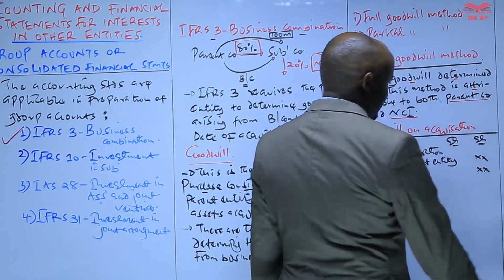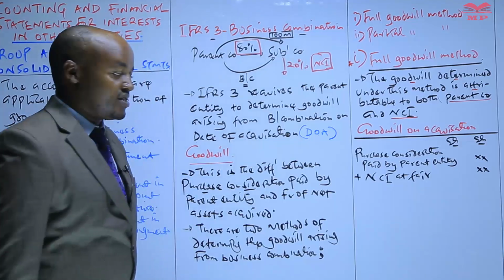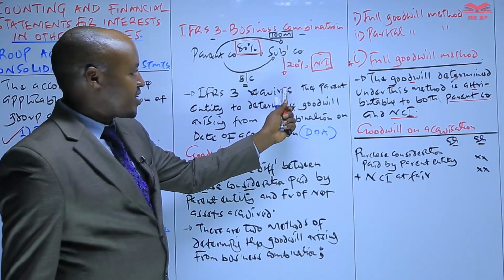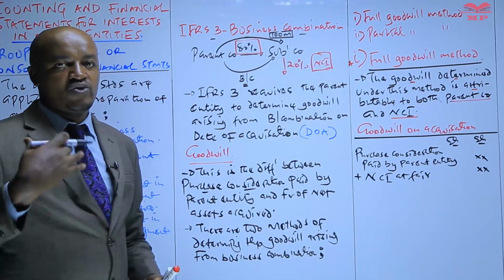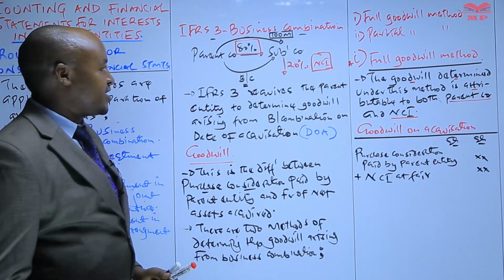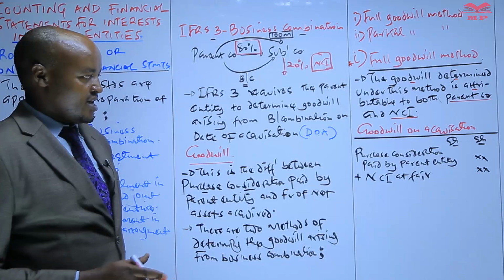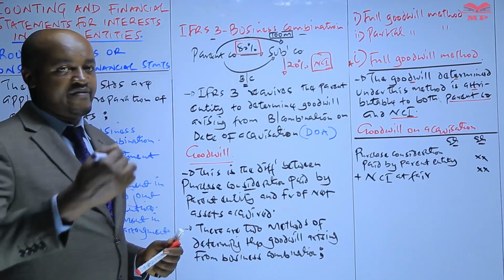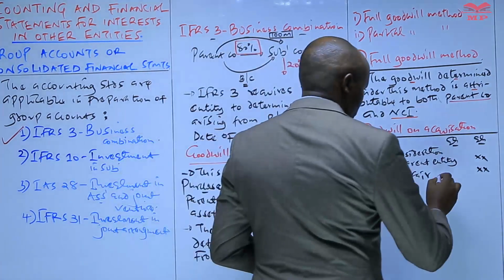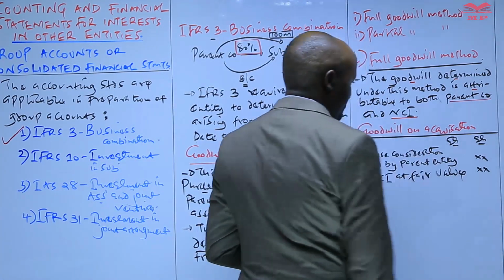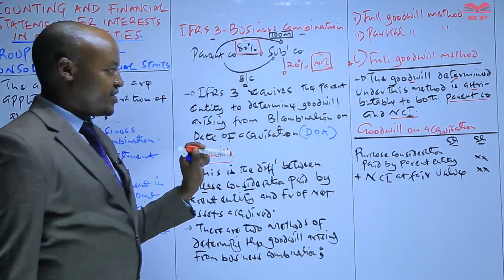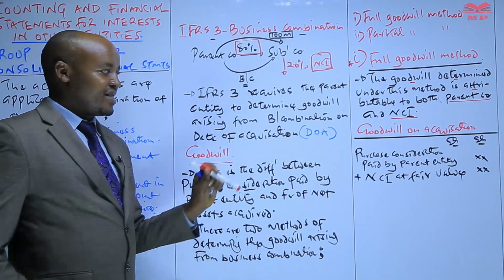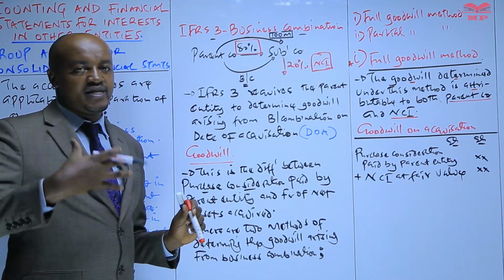So what is NCI at fair value? In very simple terms, this is the purchase consideration paid by the minority shareholders when they acquired their 20%, or their shares in the subsidiary. Mostly this figure will be given to you by the examiner. The examiner will give you the NCI at fair value on the date of acquisition. Alternatively, if that figure is not given, because there are some instances whereby the examiner will not give it, there is a way we compute it.